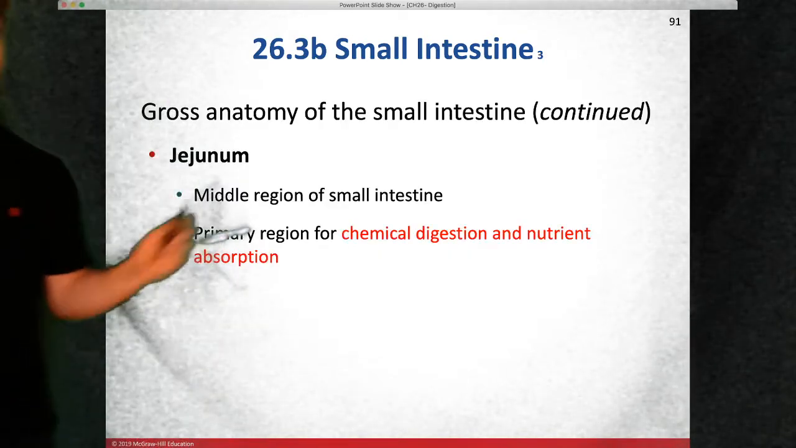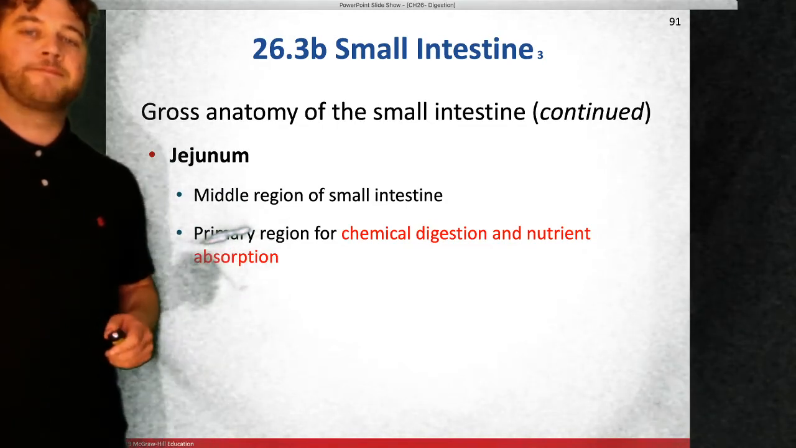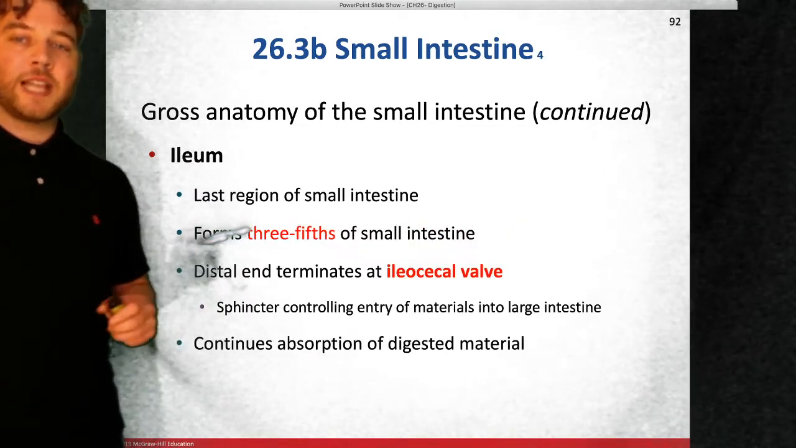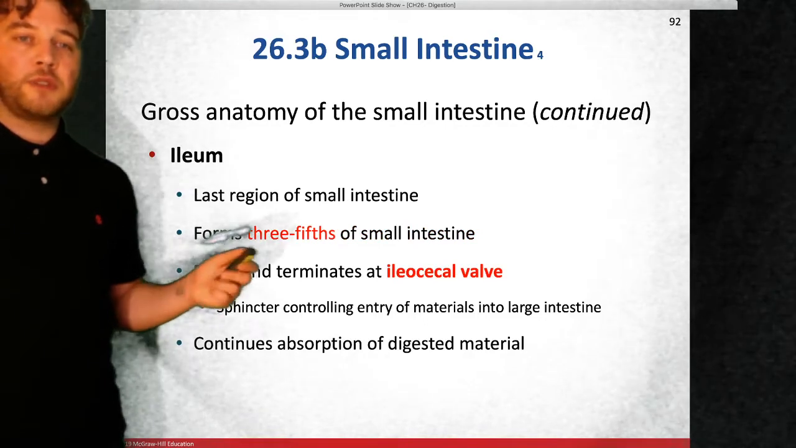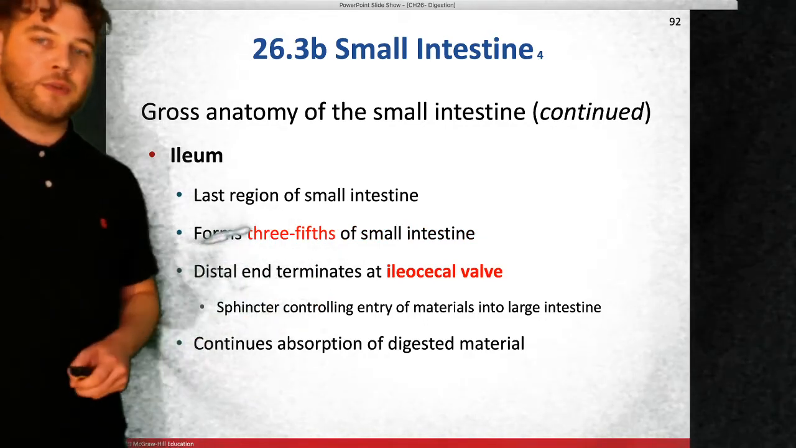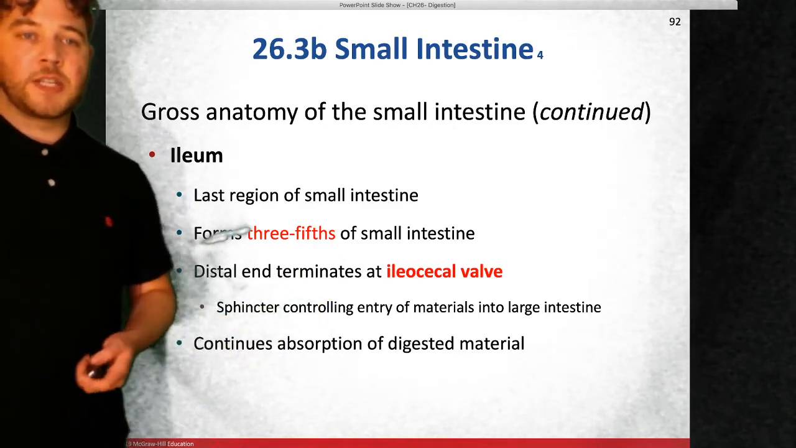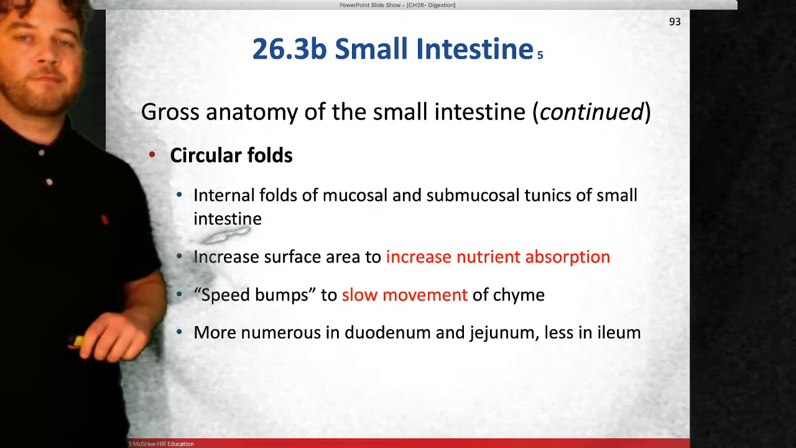The jejunum is the middle region of the small intestine, the primary region for chemical digestion and nutrient absorption. The ileum is the last region. It also forms 3/5 of the small intestine. Its distal end terminates at the ileocecal valve, and it continues absorption of digested material.